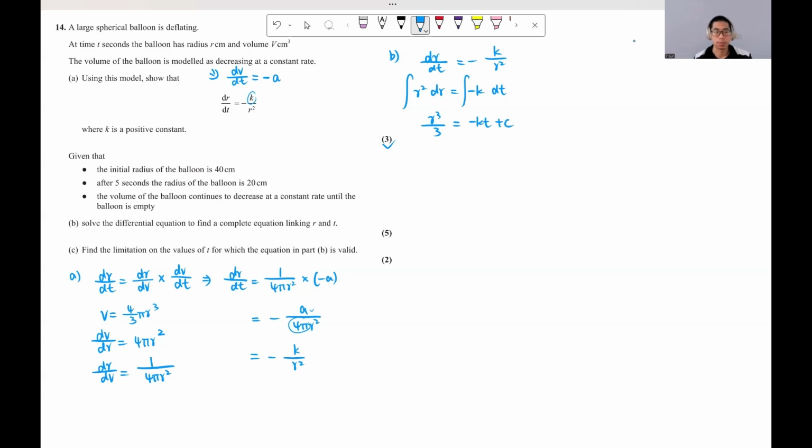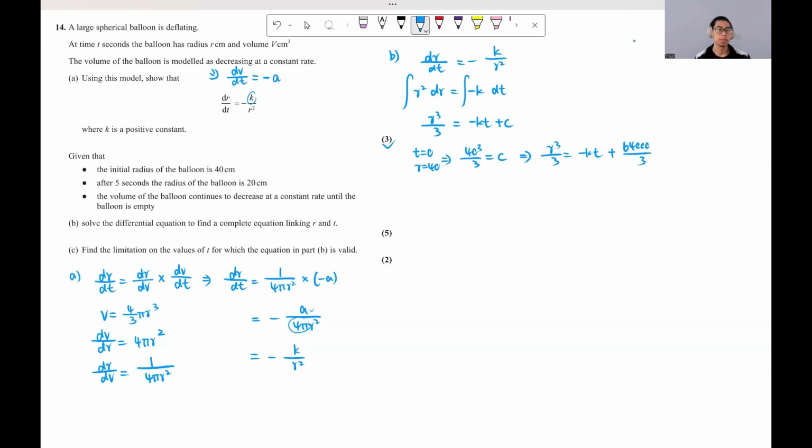Then we can substitute the conditions. The initial radius of the balloon is 40 centimeters. So when t equals 0, r is equal to 40. Substituting in, 40 cubed over 3 is equal to 0 times anything, which is 0, plus c. So c is just 40 cubed divided by 3, that's 64,000 over 3. So we have our equation: r cubed over 3 equals negative kt, plus 64,000 over 3.